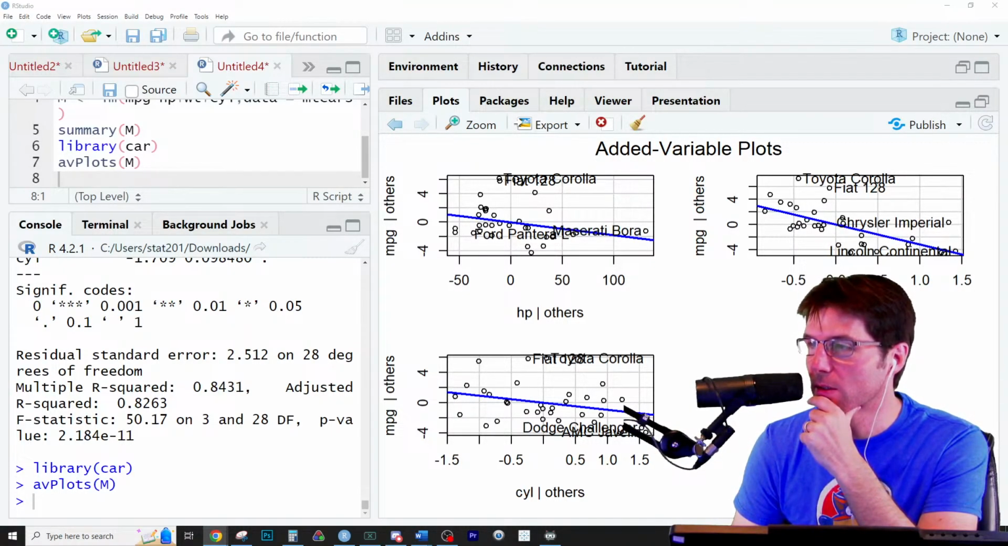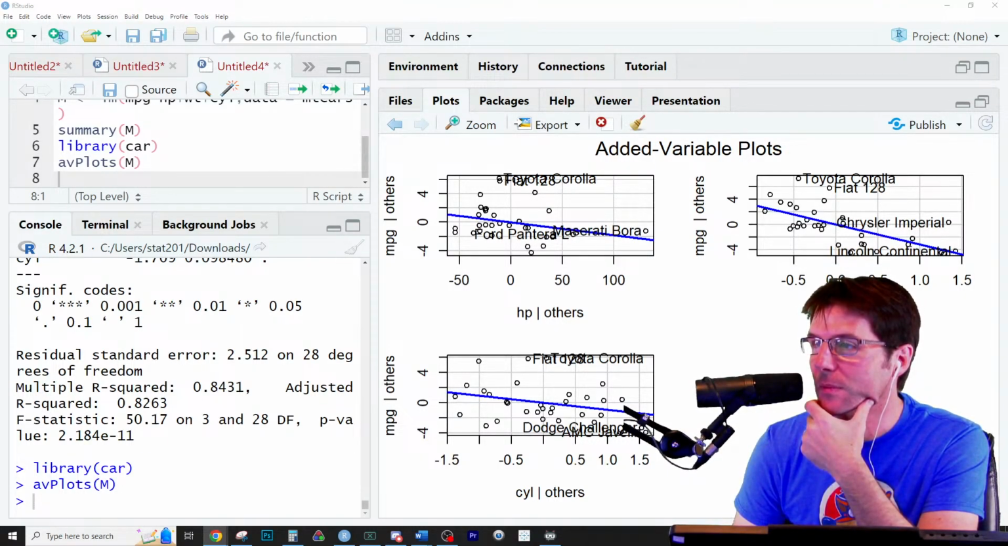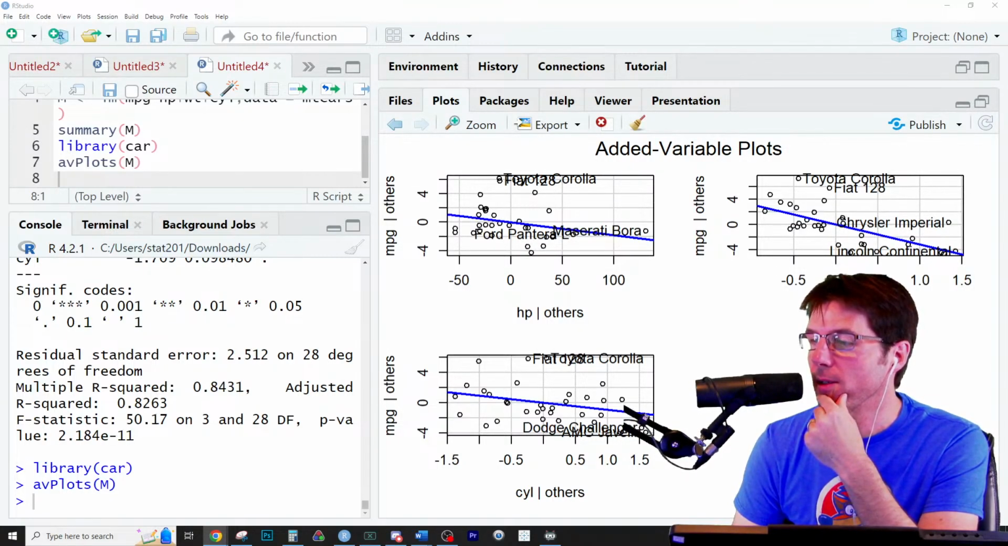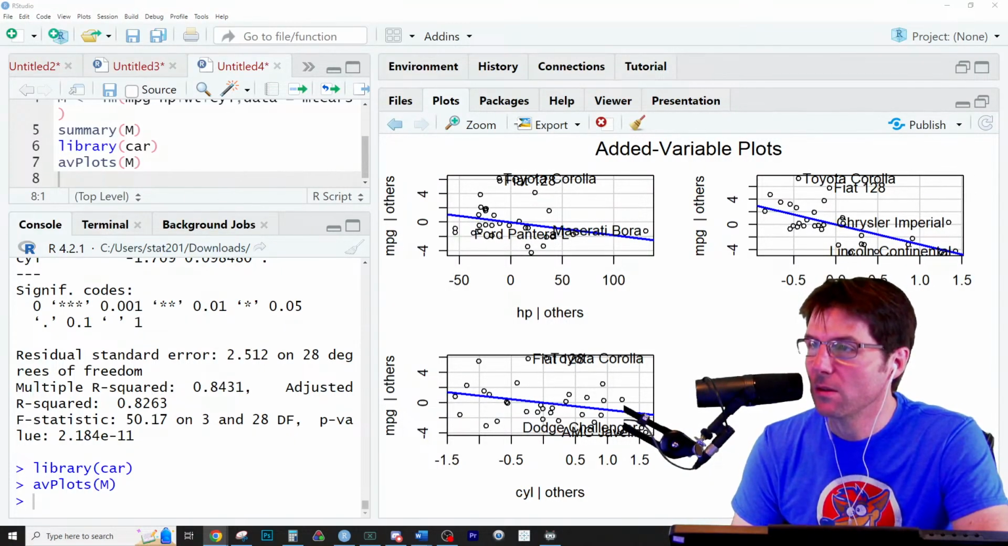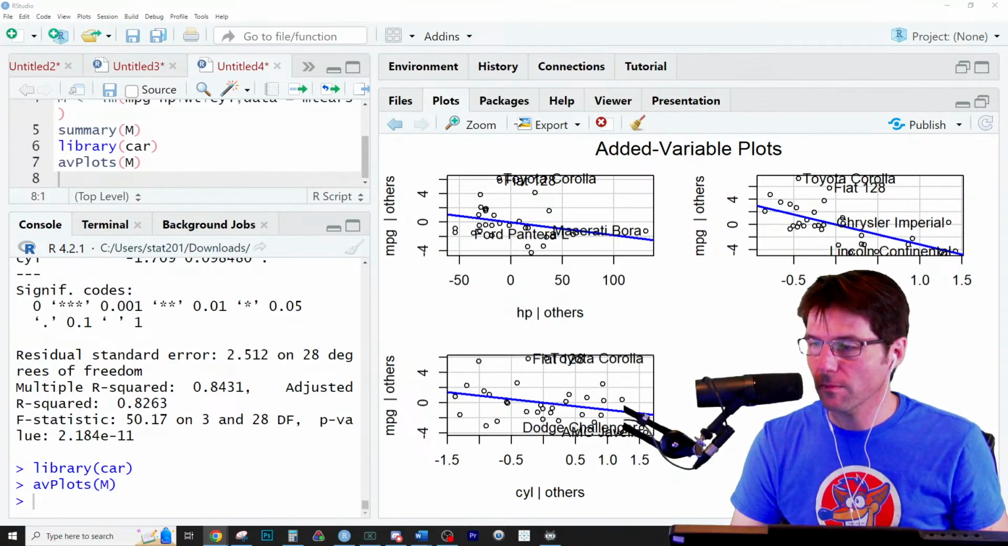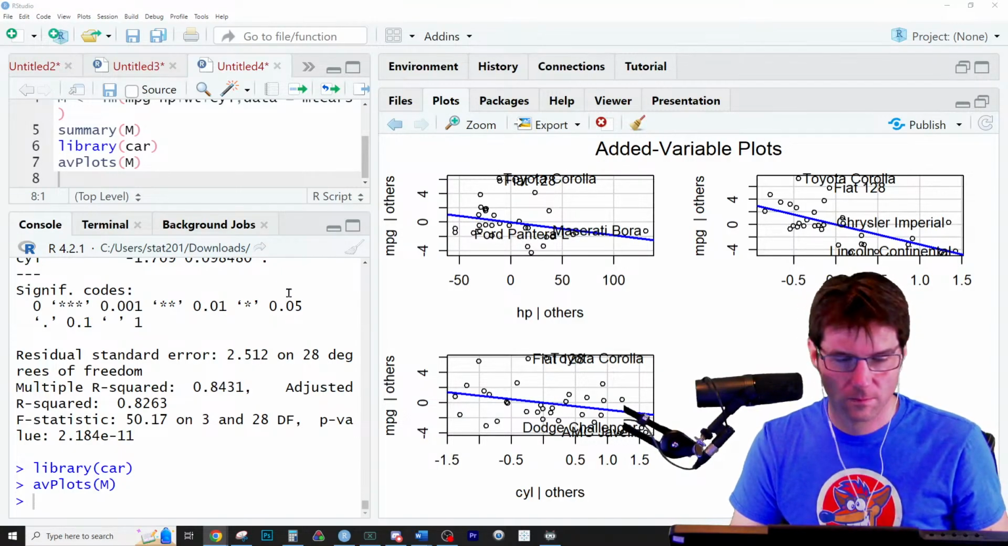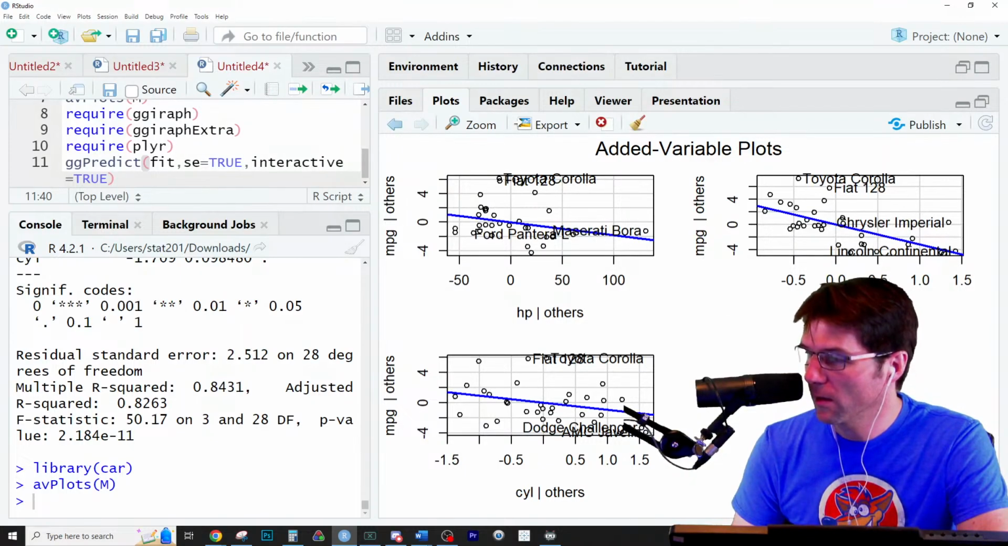Here's ggpredict. Visualize multiple regression model. I've done that. I think an interaction right there. Ooh, that's nice. Is it just ggpredict? What function, what package is this in? Do I have ggpredict? Okay, here we go. There it is right there.